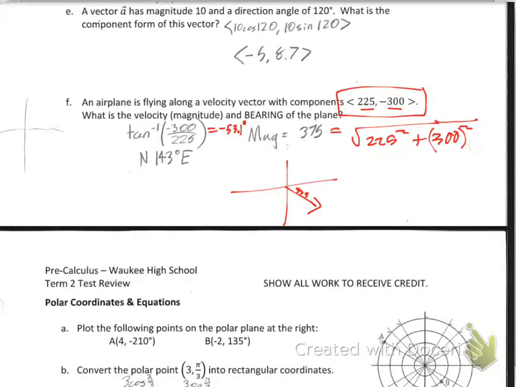But bearing is taken from north, so you want to do 90 degrees in that upper first quadrant, and you want to add to it that 53 degrees down here, and 90 plus 53.1 is 143.1, or 143. So that's where that value comes from.